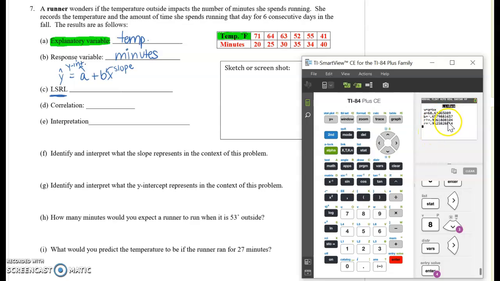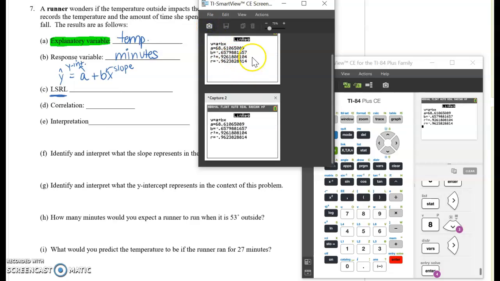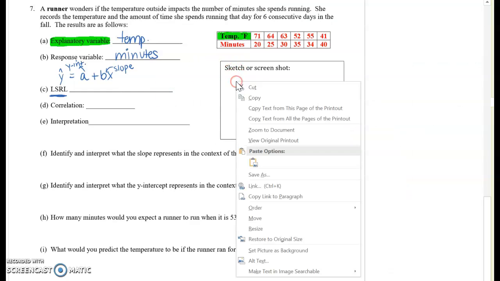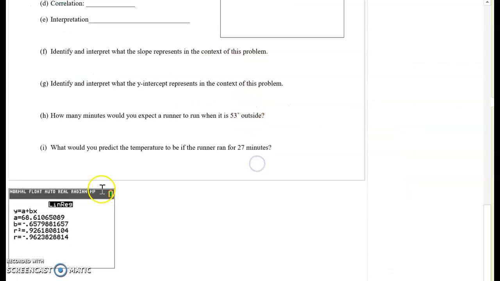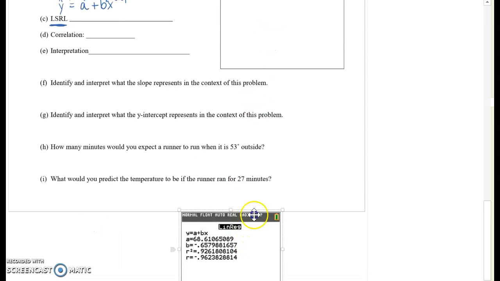What I can do now is I can go to Actions. I can take a screen capture. And I can copy and paste it in my document.